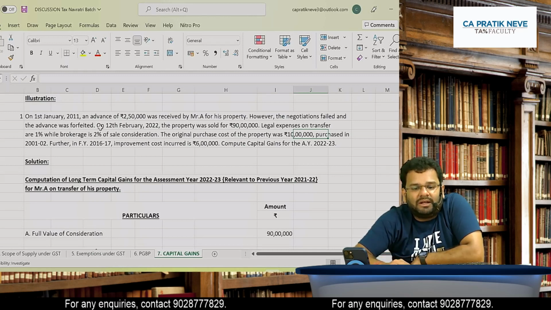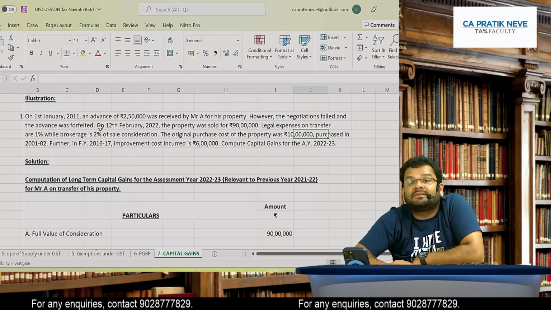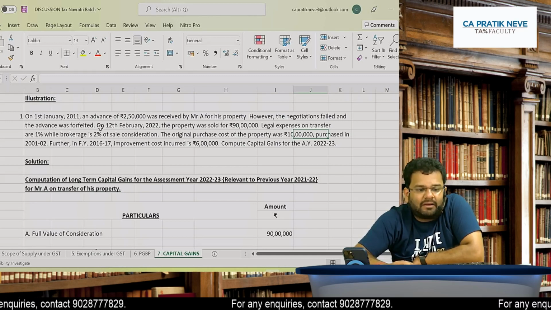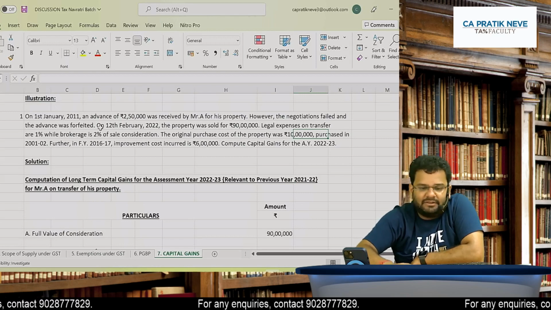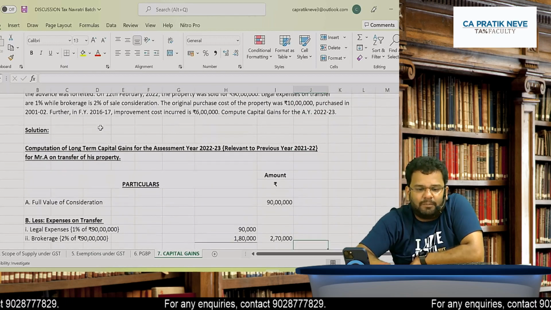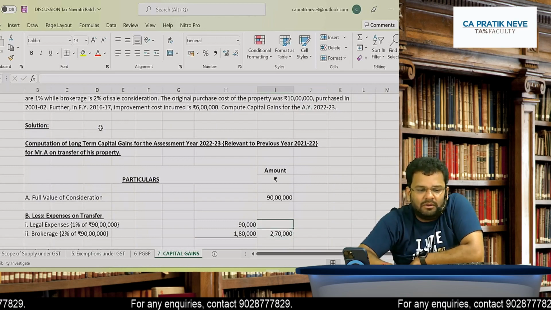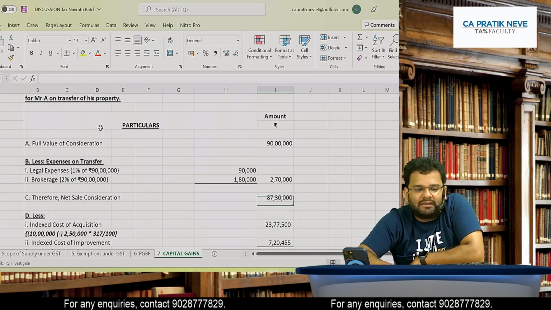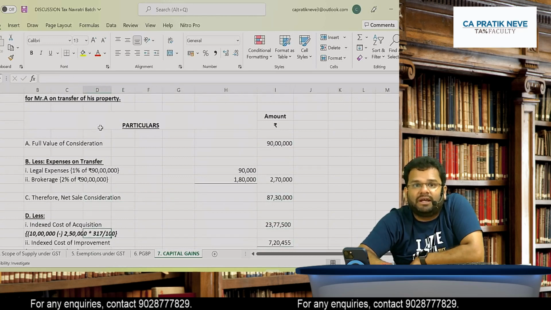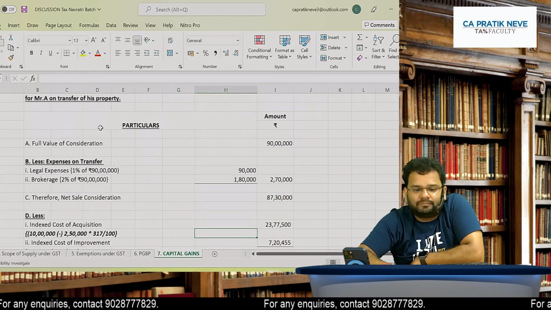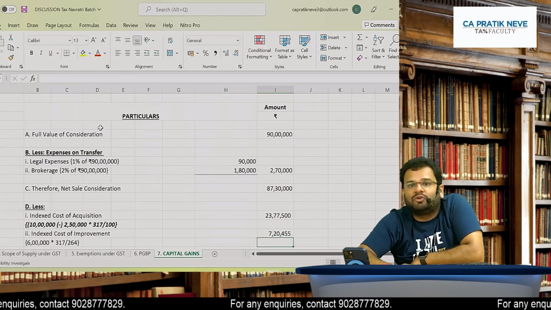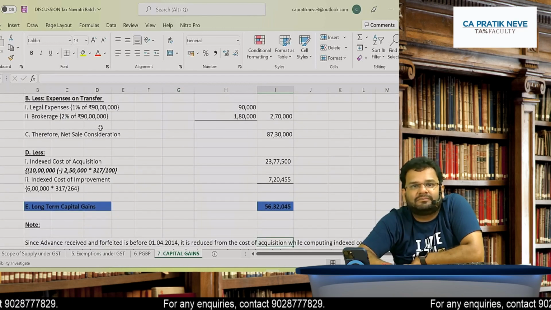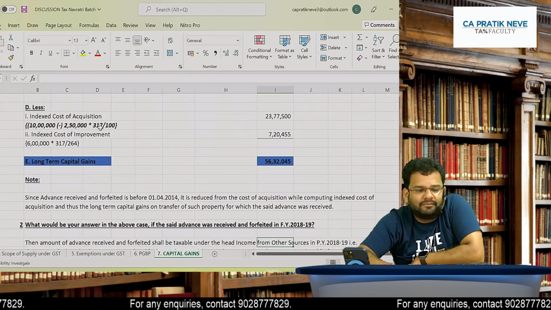Now you will not index 10 lakhs. Now you will index 7 lakh 50,000. 10 lakh minus 2 lakh 50,000. Agreed? It is just that simple. Now don't waste time in calculation. From 90 lakhs, minus 2,70,000, 87 lakh 30 has come. Now you have indexed 7.5 lakhs. You know how to index that, and you also index the cost of improvement. Now you get the capital gains. That's it. Did you understand?